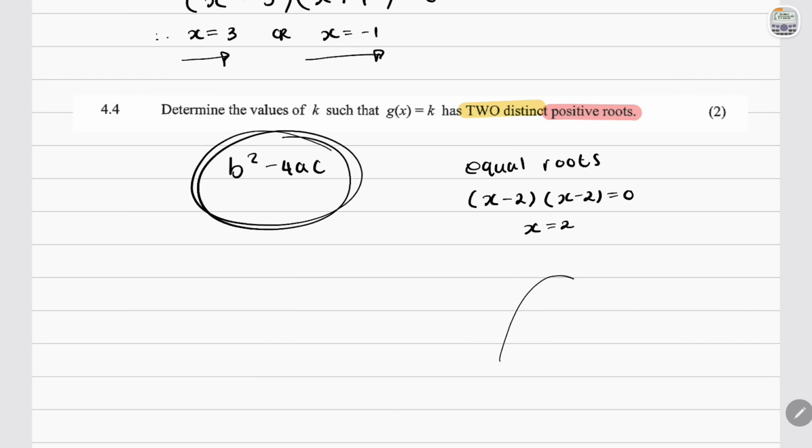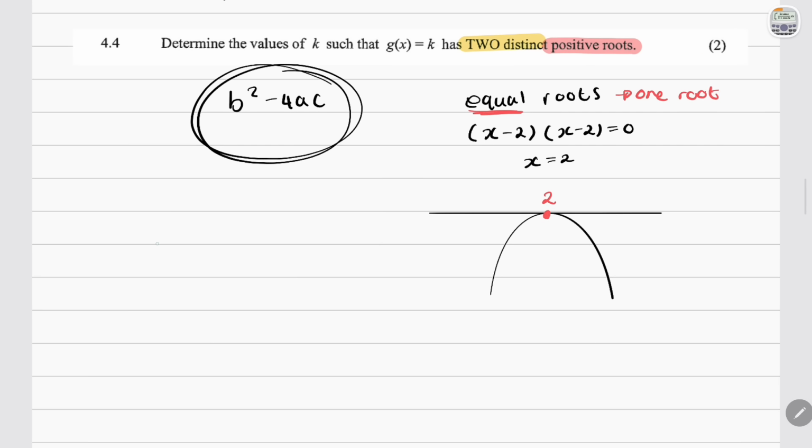And what that would look like as a graph is, because we're saying this is equal to 0, we are equating it to the x-axis. This is where the graph intersects the x-axis once, where x is equal to 2. This is what it means to have one root. So equal roots just means you essentially have one root.